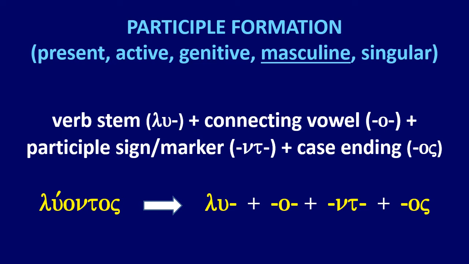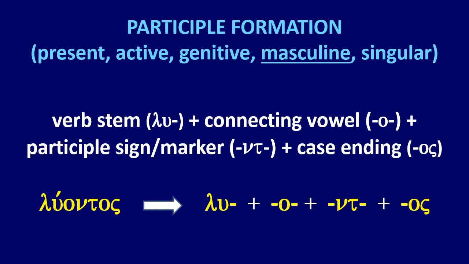There's also a connecting vowel, just like verbs have. But then there's going to be a participle sign or marker or indicator. Some people call it an infix or a morpheme. Sometimes all four terms are used, but regardless, you'll notice that there's the nu tau combination there. That is your participle marker or sign. And then, of course, you've got case endings, which are contributed by the adjective parent to the hybrid participle.